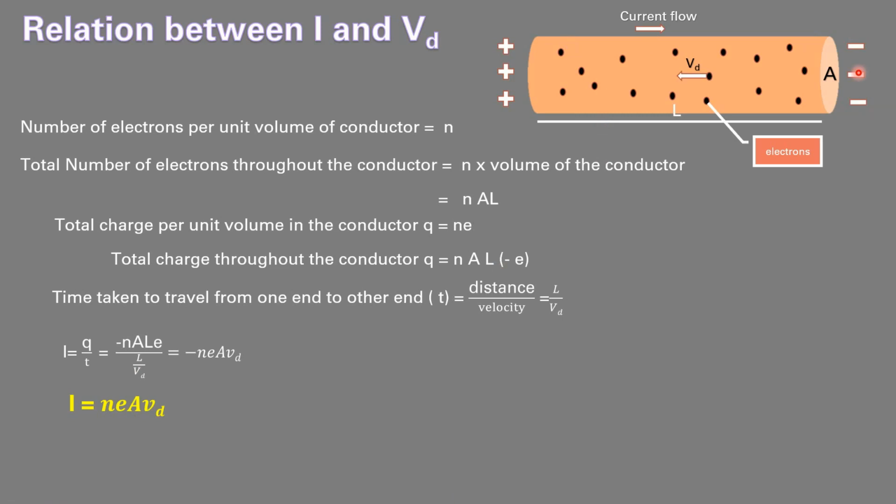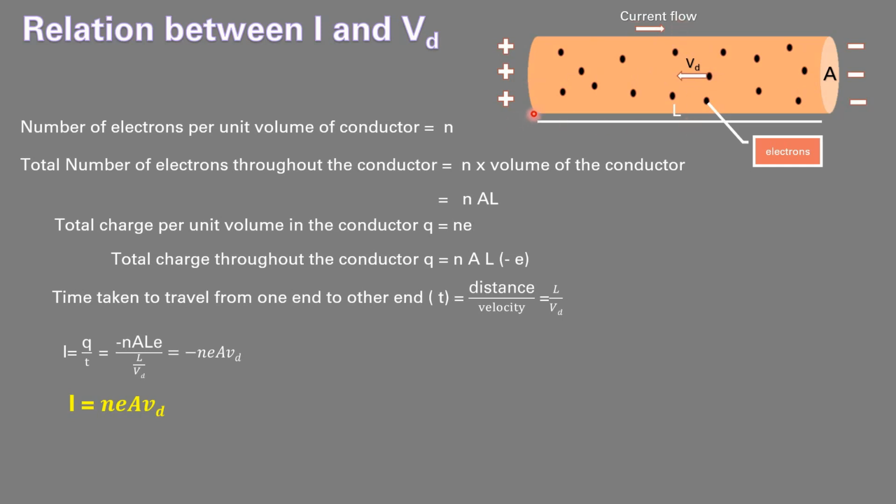This is a conductor, a metallic conductor. There are a large number of free electrons available, and in the previous video we discussed the drift velocity by which the electrons are moving, and this is the drift velocity of the electrons. This direction represents the way in which the electrons are drifted from one end to another end, and this is the direction of current flow.